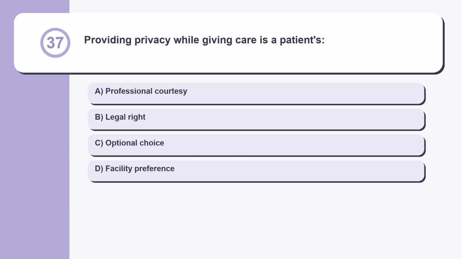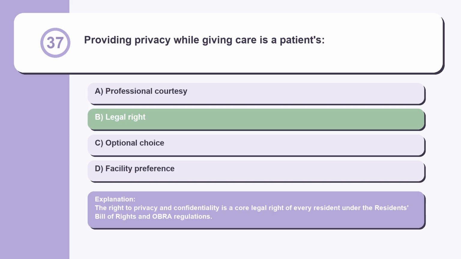Question 37. Providing privacy while giving care is a professional courtesy, legal right, optional choice, facility preference. The right to privacy and confidentiality is a core legal right of every resident under the Residents' Bill of Rights and OBRA regulations.